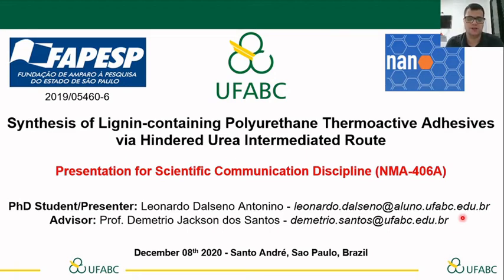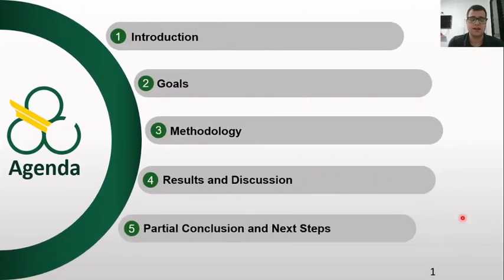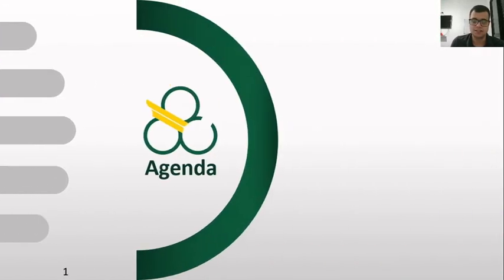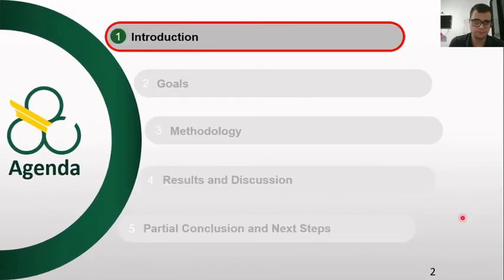I'm a doctoral student of UFABC Post-Graduate Program in Nanociência and Advanced Materials, and today I will present some results of my study, namely the synthesis of lignin-containing polyurethane thermoactive adhesives via hindered urea intermediate route. My presentation is divided into 5 sections: introduction, goals, methodology, results and discussion, and partial conclusion and next steps. Let's start with a brief introduction.